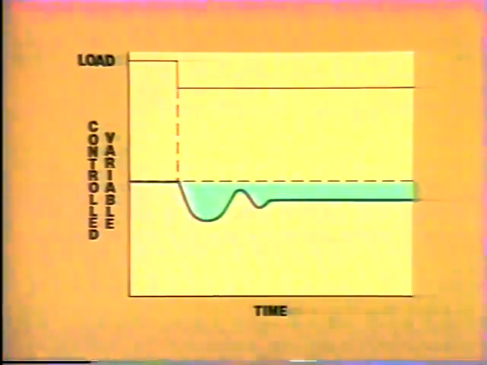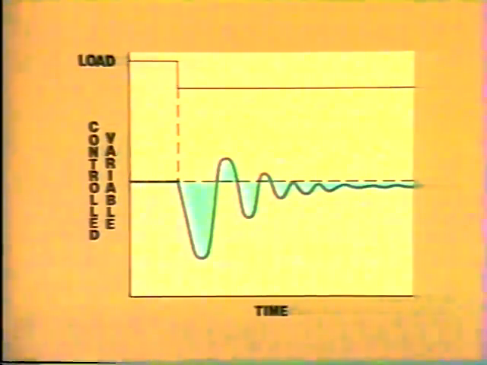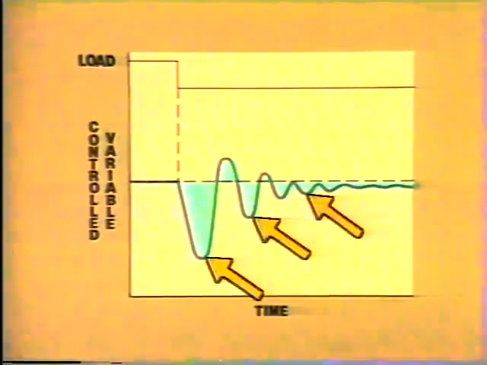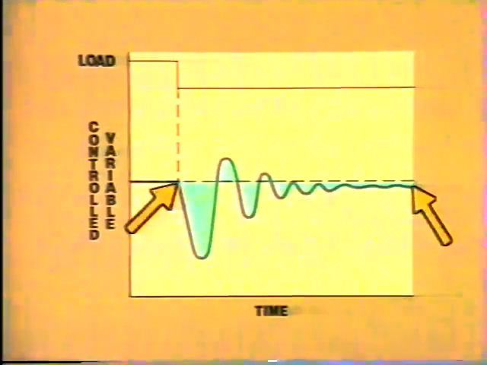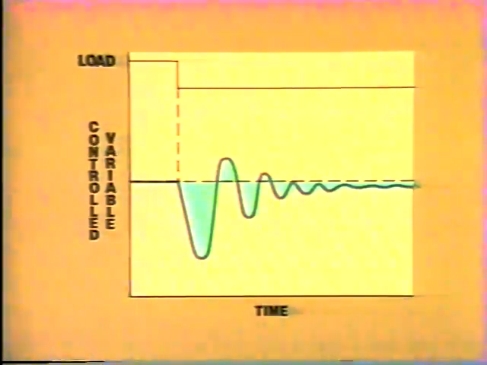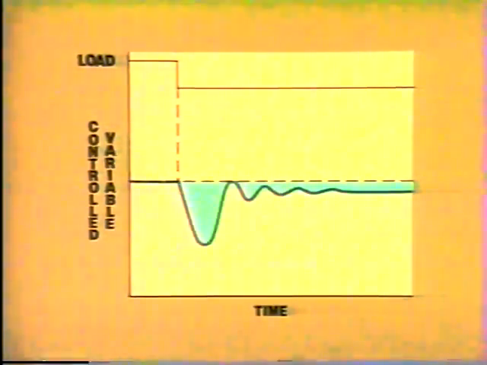Now, if the gain were turned too high, the curve would look like this. This curve has very little offset, which is good. But it also has excessive cycling. It's cycling because the decay ratio is too high. It's taking too long for the system to stabilize. Now, if the gain were much higher, the system would cycle continuously. You don't want that. So you turn the gain back down a bit, and you get this.